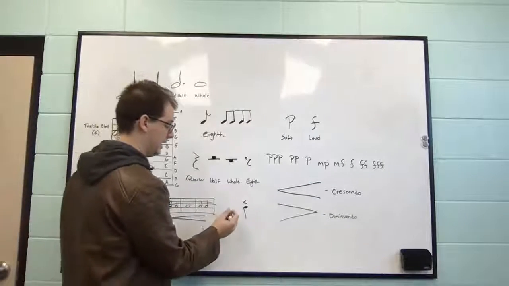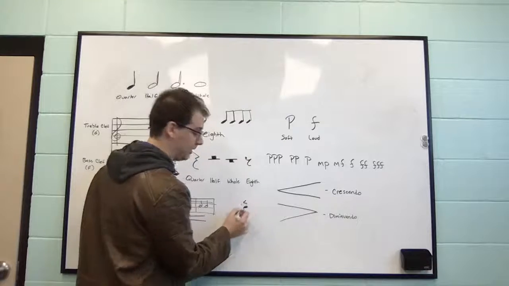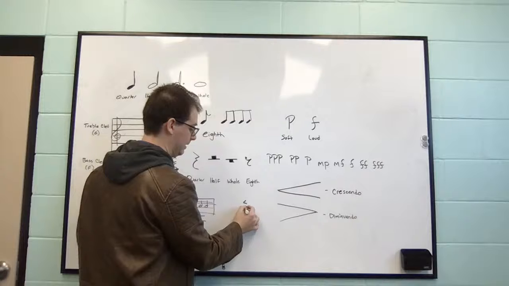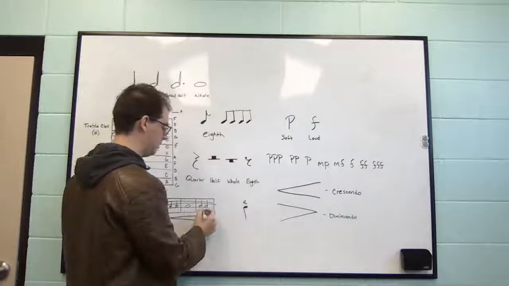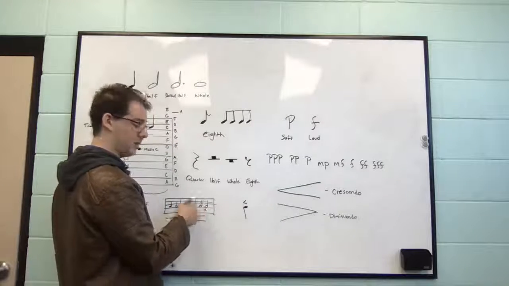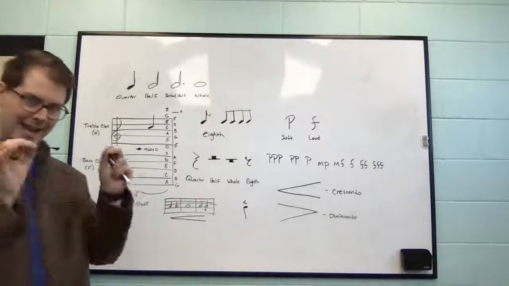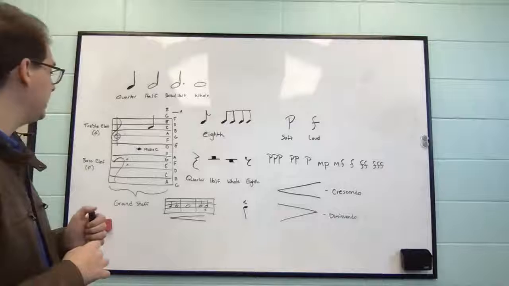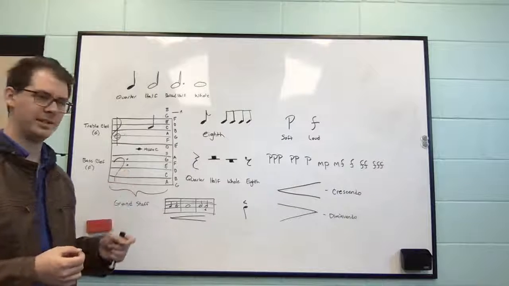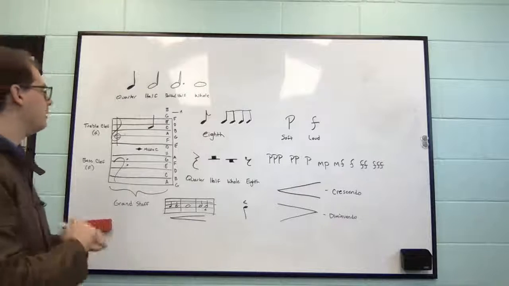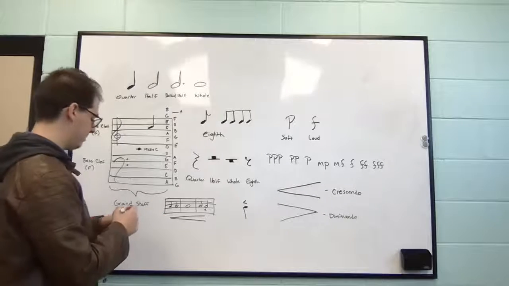Now, again, see this little accent mark here that is over a note, or it could be under a note like that. So this is an accent mark. It's wanting you to play that particular note louder. Okay. So let me give another example of this.